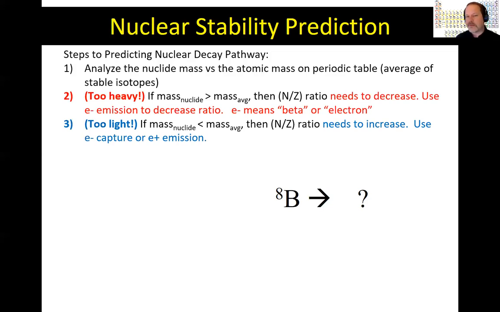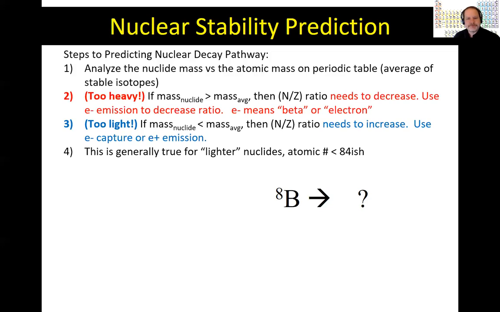What kind of radioactive decay process would this undergo? What we do is go, okay, boron-8, how do you compare to the mass that we see on the periodic table? I think boron is around 10-ish as its average mass. Okay, so 8 is less than 10, so I would predict it falls under the too light category.